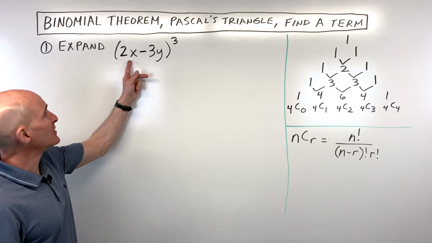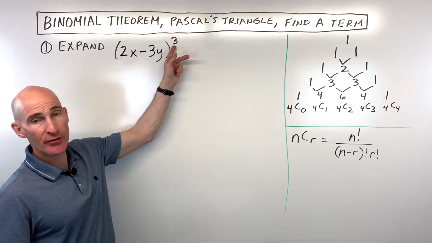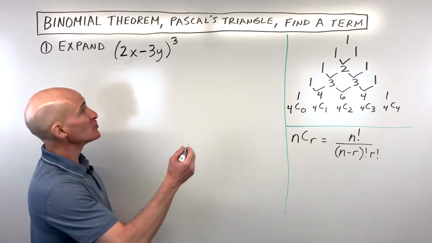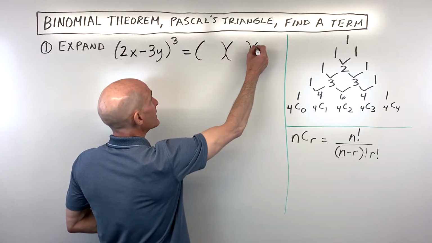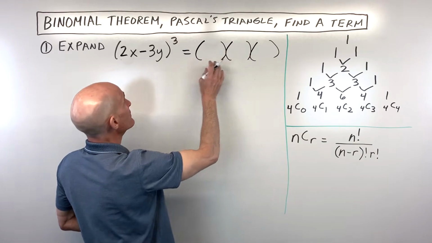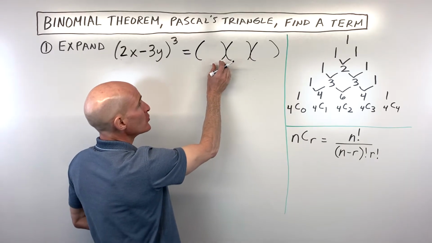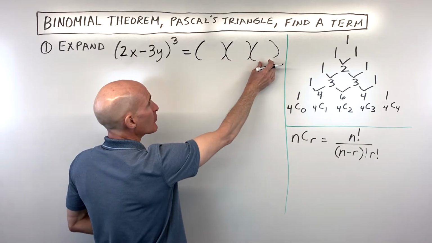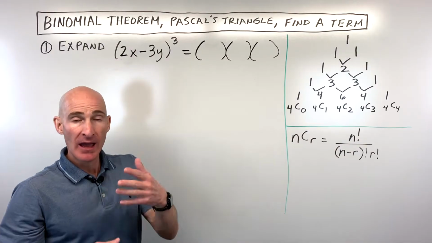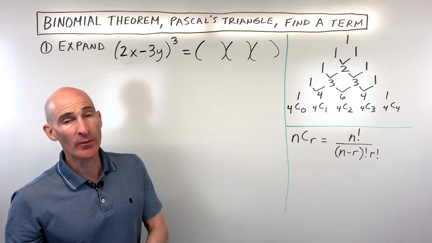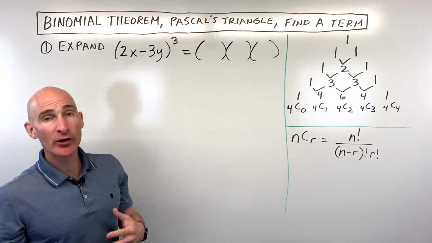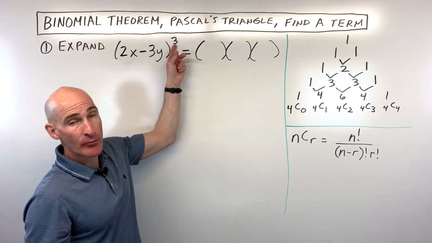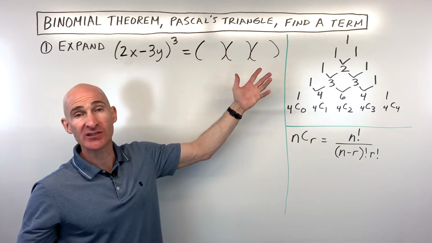If we want to expand 2x minus 3y to the third power, one way we could do this is we could just think of 2x minus 3y multiplied 3 times. So we have 3 of this group. We'd have to FOIL 2 of these together, multiply them together, and then multiply by this last binomial, and then simplify. So that's one way to do it. But the binomial theorem is designed to make this a lot quicker, especially when you raise this to a higher power, like 4 or 5 or 6, etc.